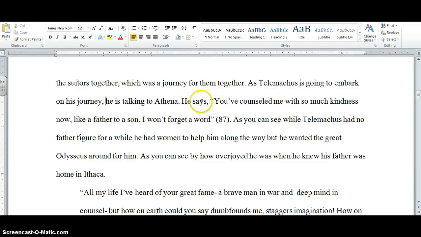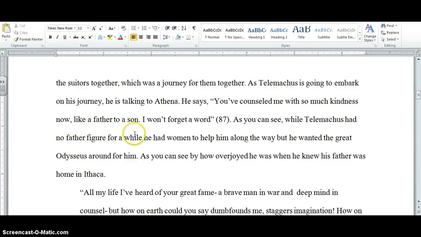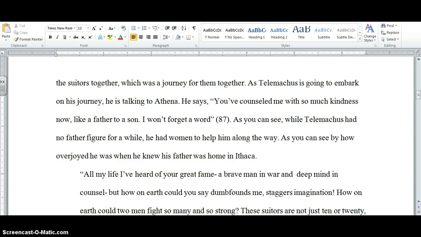He is talking to Athena. He says, "You've counseled me with so much kindness now, like a father to a son. I won't forget a word." "As you can see, while Telemachus had no father figure for a while, he had women to help him along the way. But he wanted the great Odysseus around for him." This is not necessary, because it doesn't do anything to prove your thesis. Now, the fact that he had women along the way, he didn't know that that was Athena. So you can put that in there, but it's not necessarily helpful. "As you can see by how he was, how overjoyed he was."